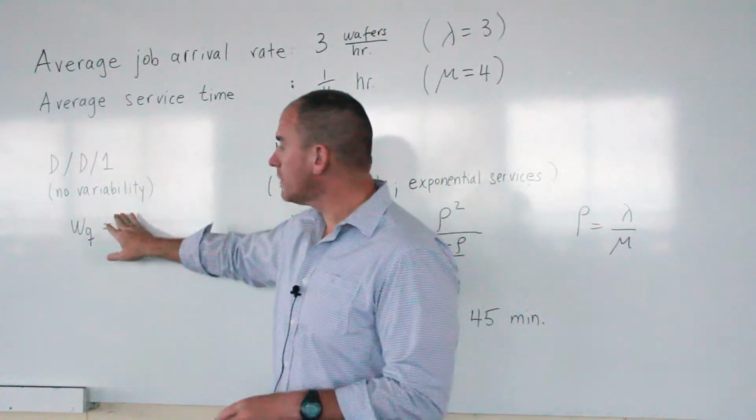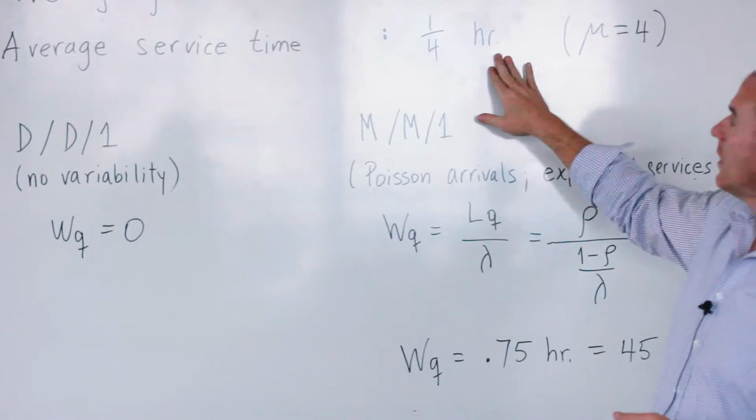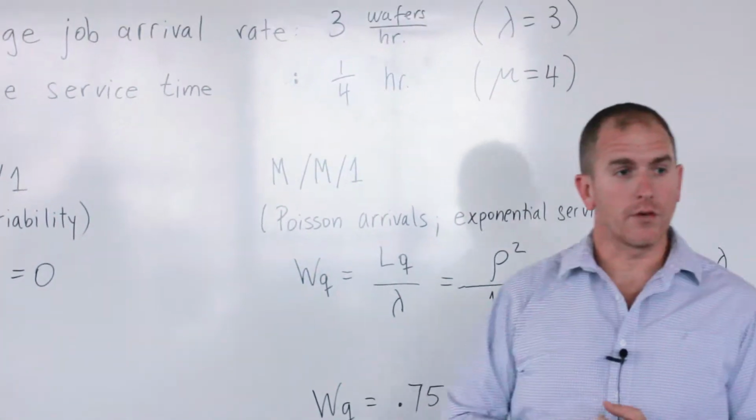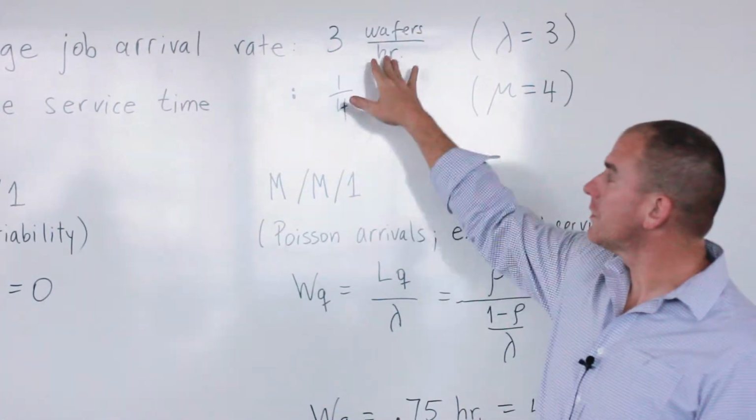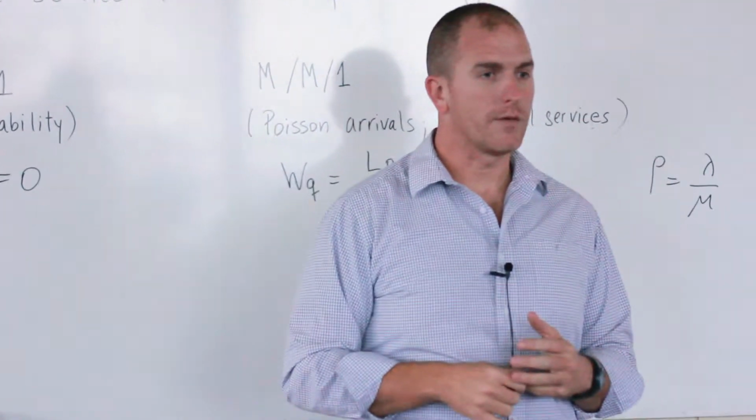In this case, where there is no variability, the waiting time in the queue is 0, because the service rate is greater than the arrival rate, or the time that it takes to service the wafers is less than the inter-arrival time of those wafers.